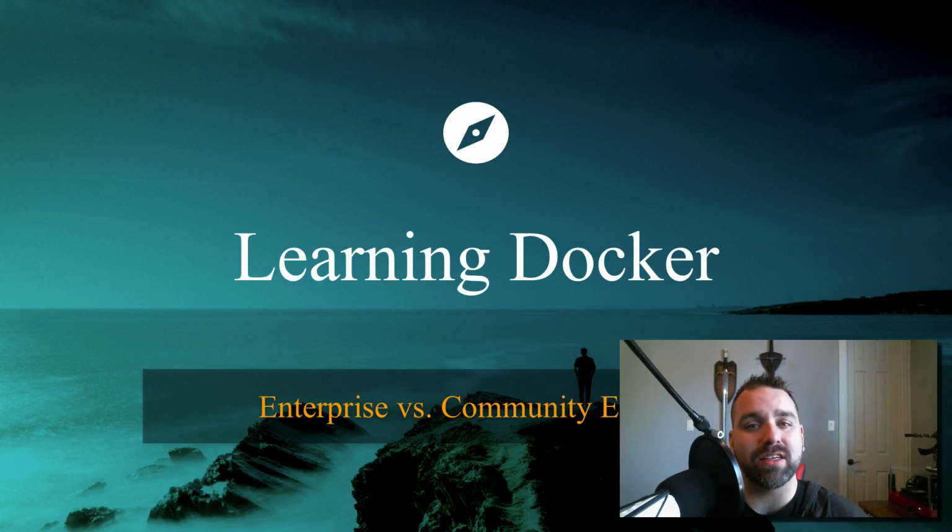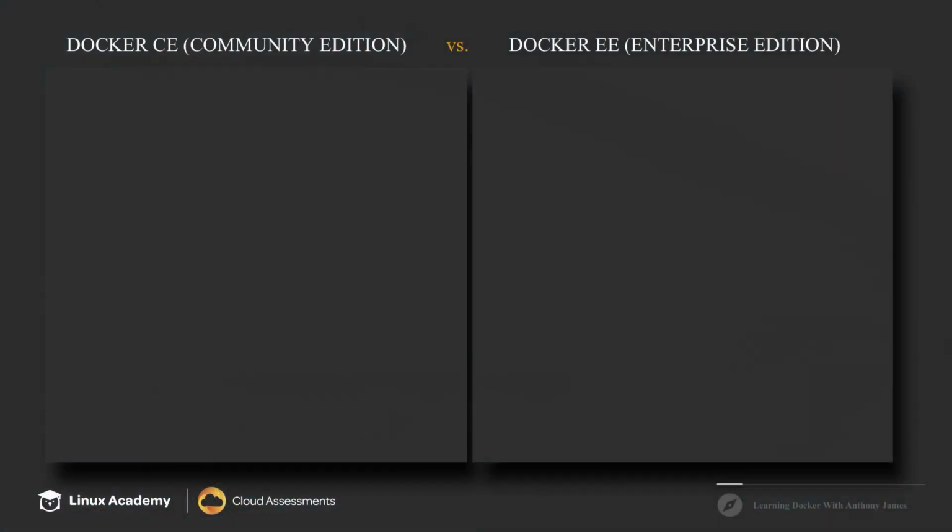Welcome, and in this lesson, we're going to very quickly talk about the differences between Docker Enterprise Edition and Docker Community Edition. We now have two different types of Docker. It used to be called Docker Engine. And in fact, if you were to install Docker using current repositories without adding the Docker repository, you might still find Docker Engine in there.